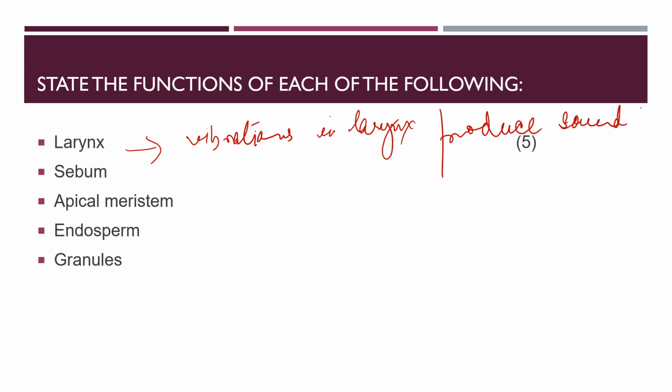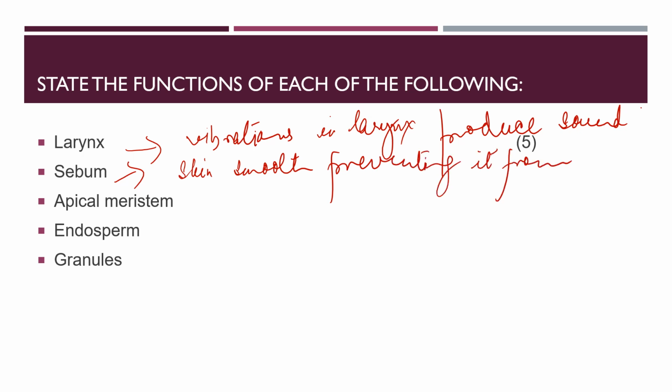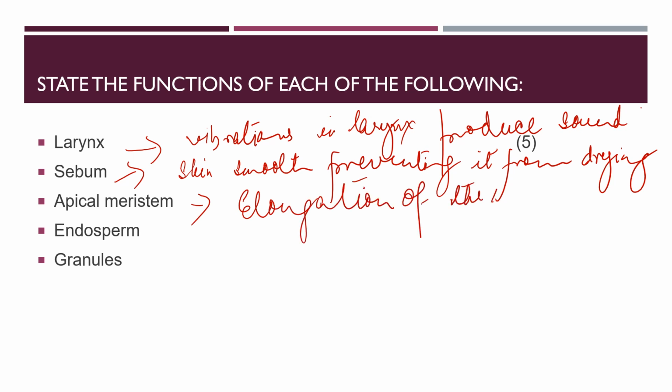Now sebum, what is the function of sebum? It keeps the skin smooth and prevents it from drying up. Now apical meristem, what is its function? It is helping in the elongation of the root and stem.